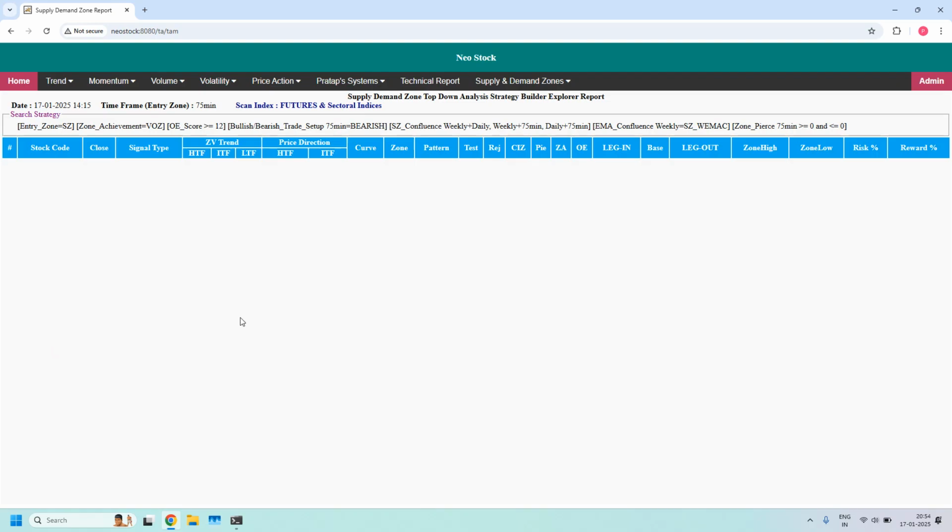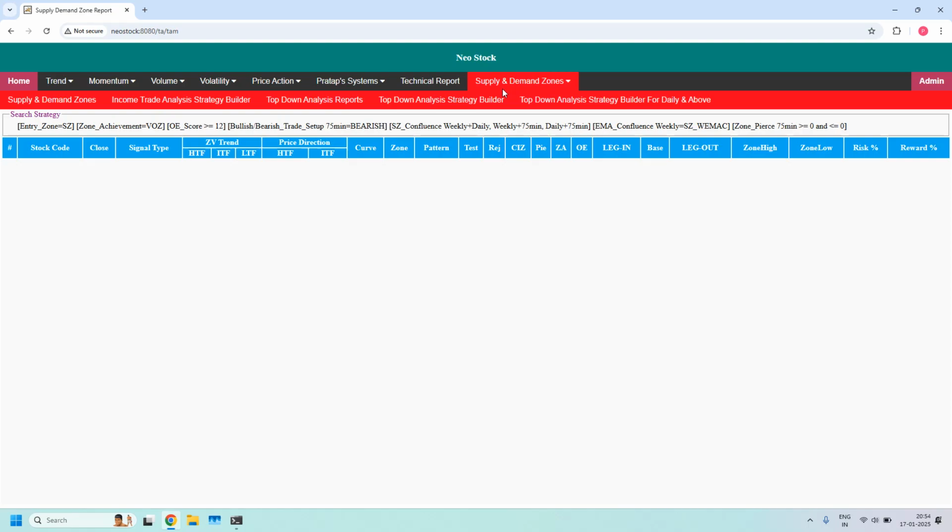Okay, none of the stocks are having weekly EMA confluence. No issues. So this is about bearish trade setup for weekly income trade, because we have good number of stocks, LTF, ITF and with ITF EMA confluence stocks.